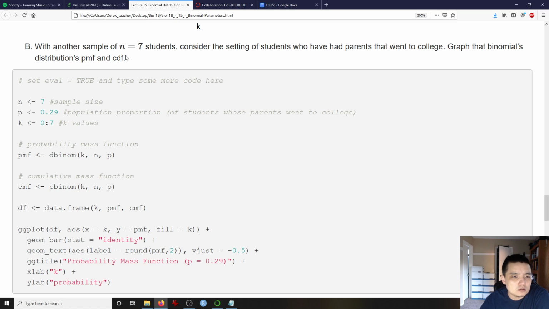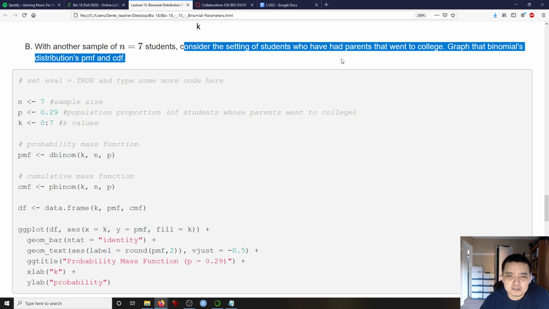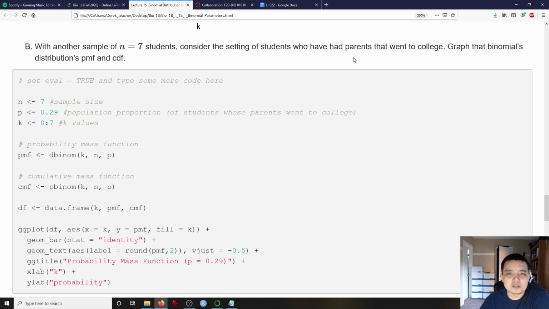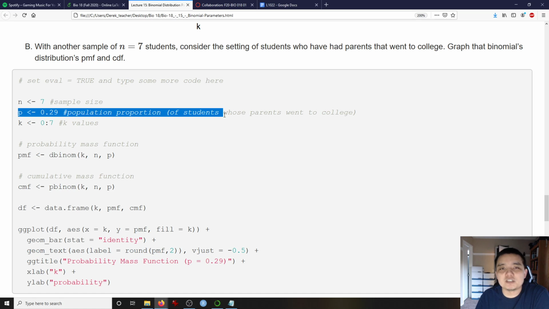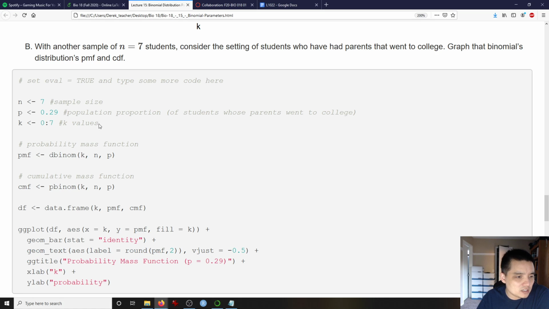In part B, another sample of 7 students, but consider the setting of students who had parents that went to college, namely the complement of the first generation students. We'll graph the PMF and CMF again. N is still 7. The change this time is that our proportion is the remaining 29%. That is the complement of the 71% earlier. Since n is 7, the k values once again are 0, 1, 2, 3, 4, 5, 6, 7.